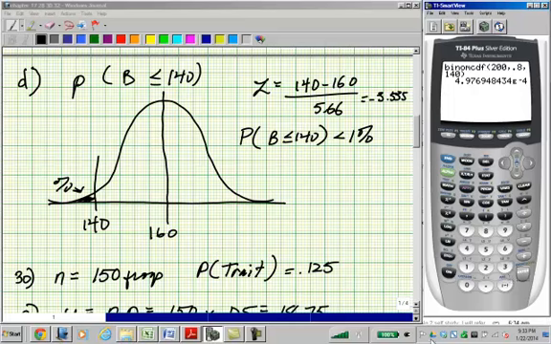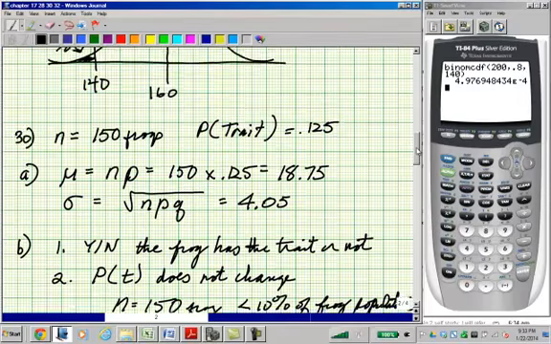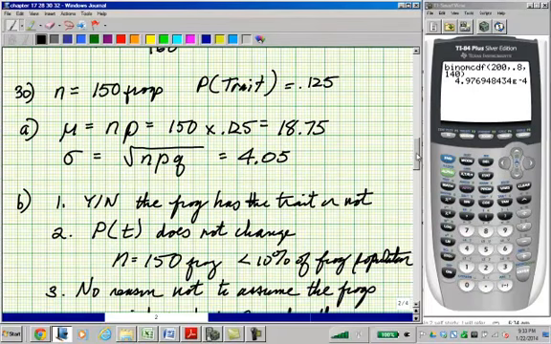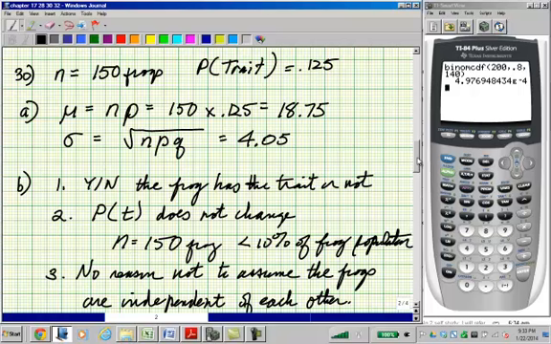Okay, 30. It's another discussion with the frogs. This time we're going to have the sample size for frogs to be 150, and the probability that the frogs have the particular trait that the scientist is interested in is 0.125, or 1 out of 8. So they asked for the average and the standard deviation. It's NP. It's 150 times 0.125, which is 18.75. Sigma is the square root of NPQ, which is 4.05.